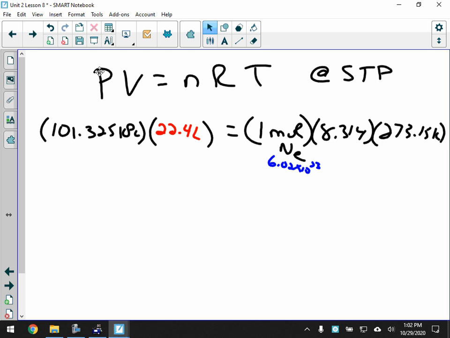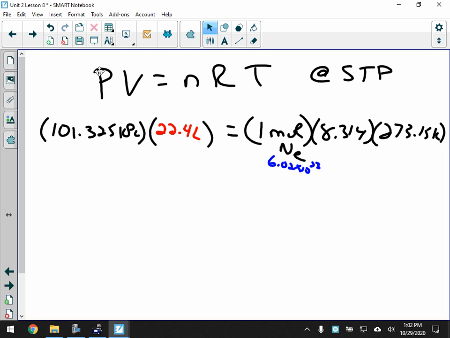But guess what? Here's the thing, and this is the important part about molar volume. So you can solve for it if you want, but you're going to get 22.4, promises. If you put in 1 mole, 273.15, 8.314, divide by 101.325, you get 22.4, promise. So this is what's going to happen. But here's the important part about molar volume. How would this change?